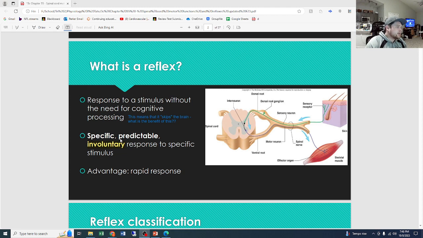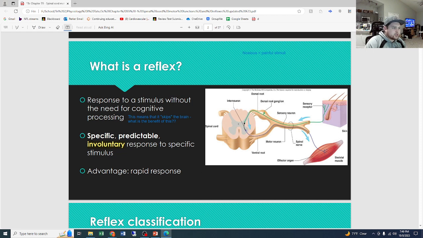These are specific, predictable, and also involuntary responses to specific stimuli. The majority of the stimuli that we're going to talk about are going to be pain stimuli. Noxious stimuli is what it's called. So noxious equals painful stimuli. Just so we get some vocab in there. Again, that advantage is that rapid response time.